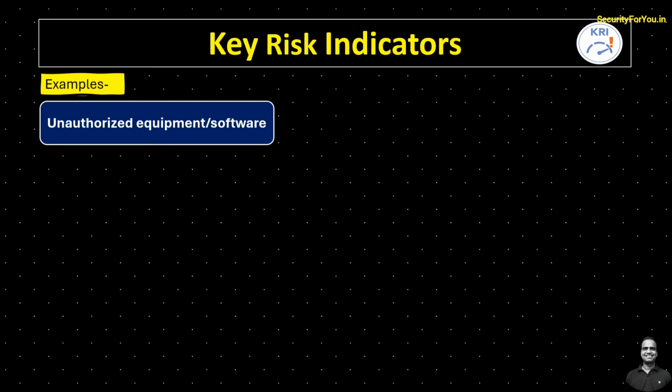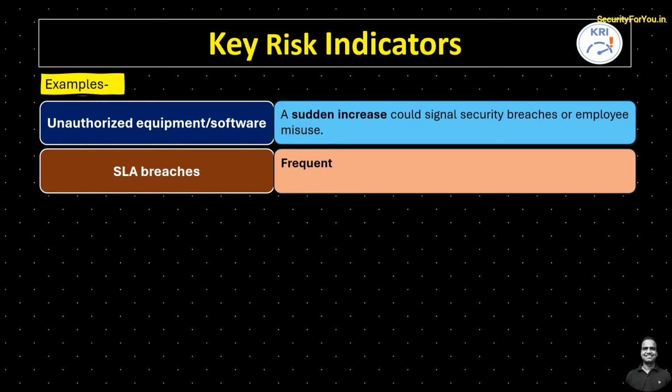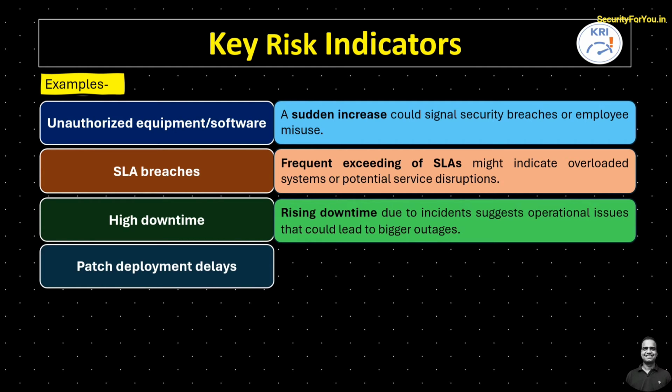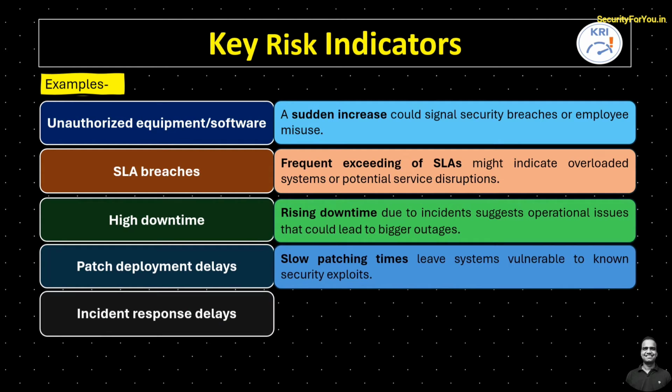Unauthorized equipment or software: a sudden increase could signal security breaches or employee misuse. SLA breaches: frequent exceeding of service level agreements might indicate overloaded systems or potential service disruptions. High downtime: rising downtime due to incidents suggests infrastructure weaknesses or operational issues that could lead to bigger outages, right? Patch deployment delays: slow patching times leave systems vulnerable to known security exploits. Incident response delays.